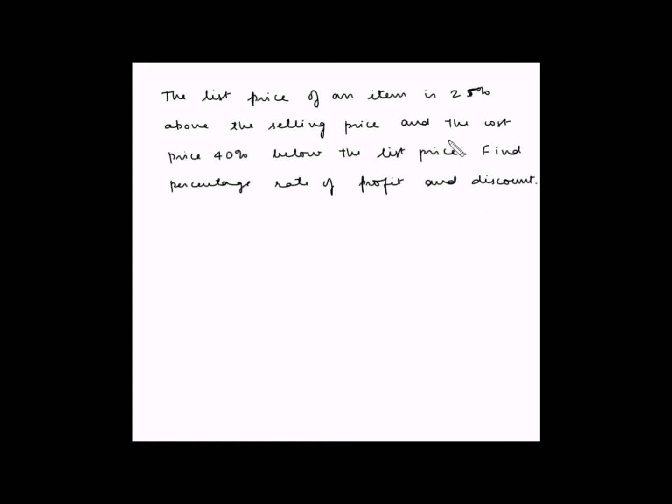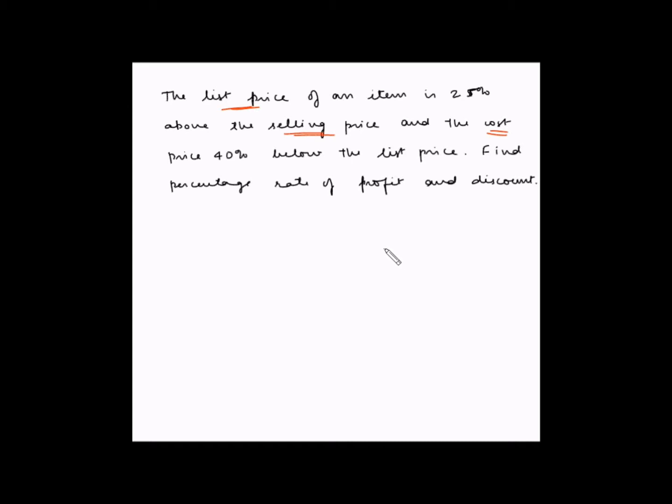So in this example, the information that has been given to us is a little bit tricky. So let's first understand this example, and once we understand it, then it will become very easy to solve it. So here three prices are involved. One is the list price, the other is the selling price, and the third is the cost price. So let's identify the relationship that has been provided to us.